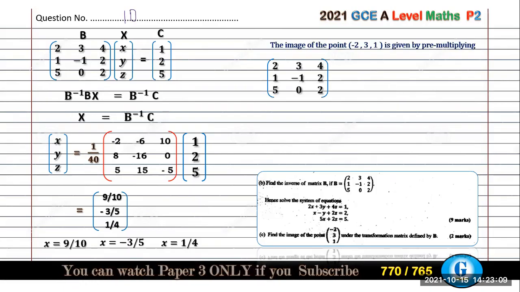2, 3, 4, 1 minus 1, 2, 5, 0, 2 times minus 2, 3, 1. And this will be equal to the matrix with points 9 minus 3 minus 8. So that's the image of the point defined by the matrix B.